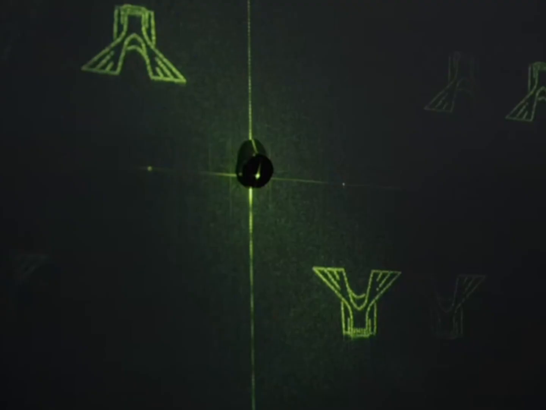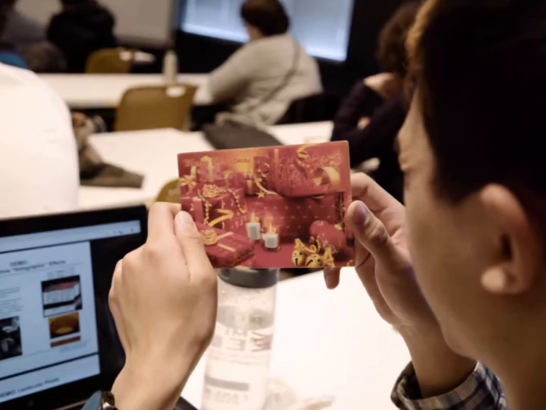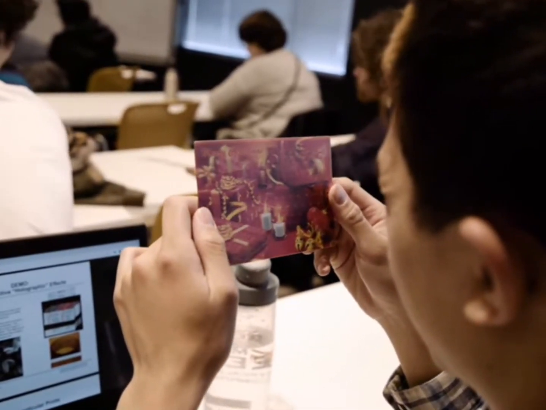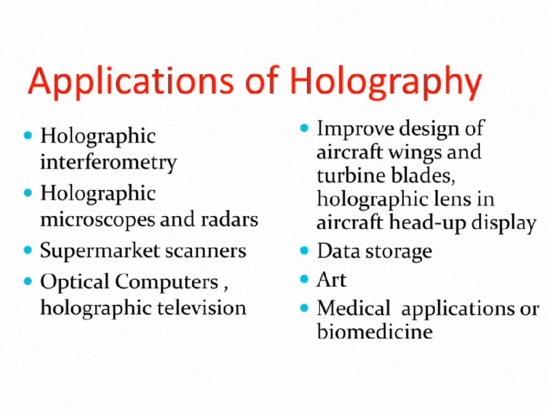So the applications of holography are the following. We have holographic interferometry, holographic microscopes and radars, supermarket scanners, optical computers, holographic television, improved design of aircraft wings and turbine blades, holographic lens in aircraft head-up display, data storage, art, and lastly, medical applications or biomedicine.